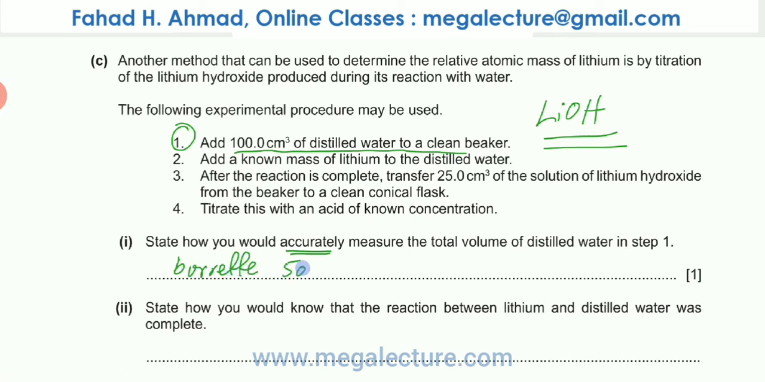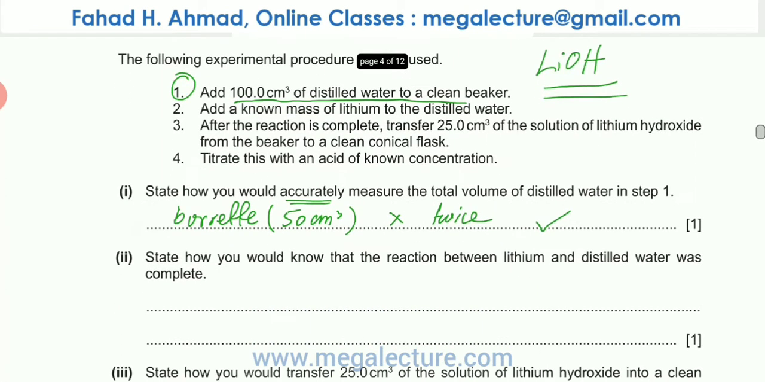But a burette is usually 50 cm3. So what you can do is measure that volume twice and add it. A burette is a very accurate device, so that should be sufficient. So that's step 1, measuring 100 cm3 of distilled water.